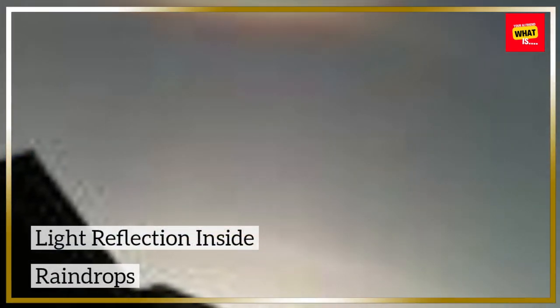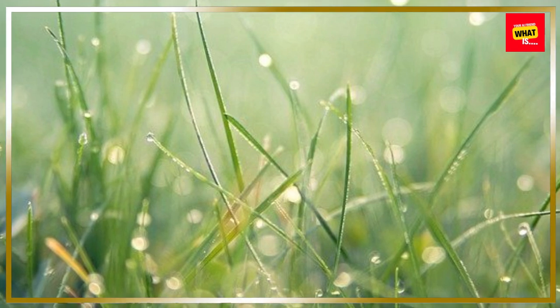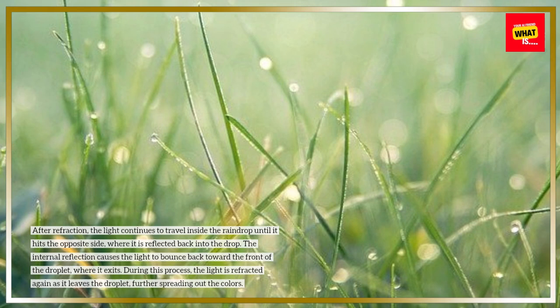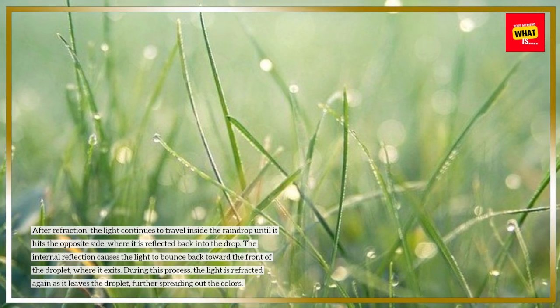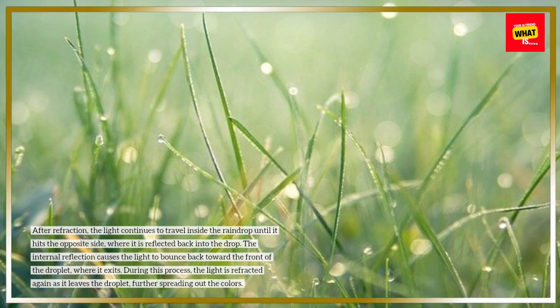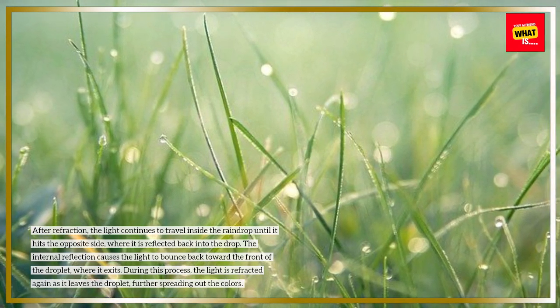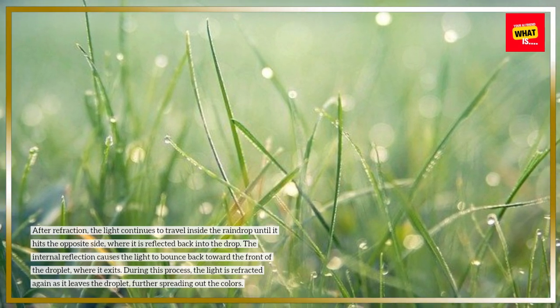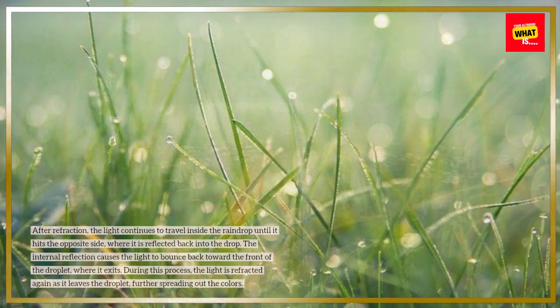Light reflection inside raindrops. After refraction, the light continues to travel inside the raindrop until it hits the opposite side, where it is reflected back into the drop. The internal reflection causes the light to bounce back toward the front of the droplet, where it exits. During this process, the light is refracted again as it leaves the droplet, further spreading out the colors.